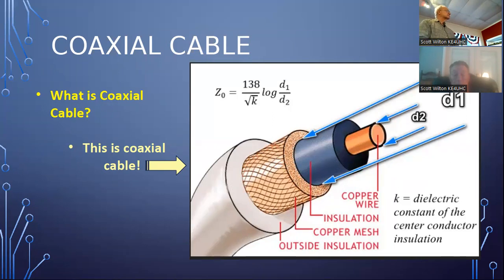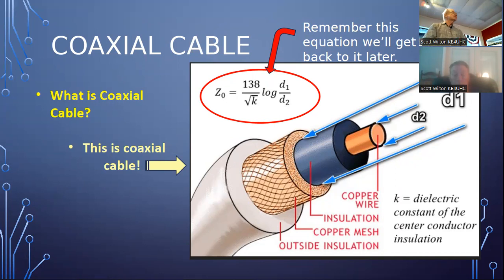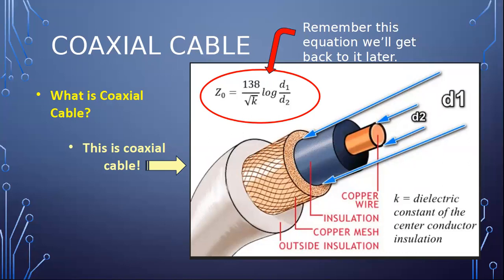Okay, hit that again there, Frank. Hold on, I'm getting a picture of this. I like that formula for some reason or the other. It excites me. So remember this equation, we'll get back to it later. Z0 is 138 over the square root of K times the log of D1 over D2. D1 and D2 are now being hidden by the pictures up there on the screen. You can't see that, but we'll get to it. Oh, wait a minute. Let me try something here. There. Okay. So D1 is the inside diameter of the outer conductor, and D2 is the outside diameter of the inner conductor. Okay, Frank.